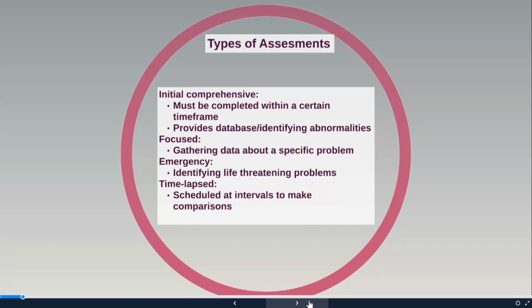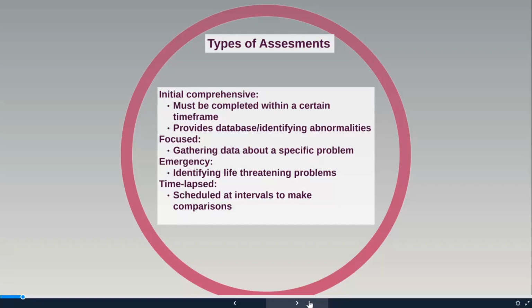A focused assessment would be something where we're gathering data about a specific problem. And it's something like if a patient comes in and they have abdominal pain, we're focusing primarily on the abdomen. We might do an initial comprehensive, but then after that, we're going to be focusing on whatever the chief complaint is for that patient. Then we have something called an emergency assessment. That's going to be more life-threatening problems such as airway problems, bleeding problems, circulatory problems, things like that, which as you can assume, is done very, very quickly.